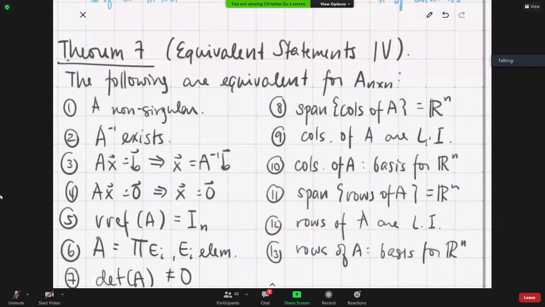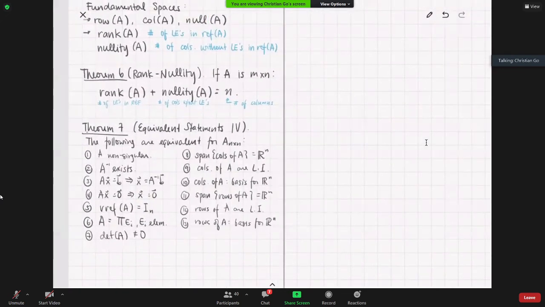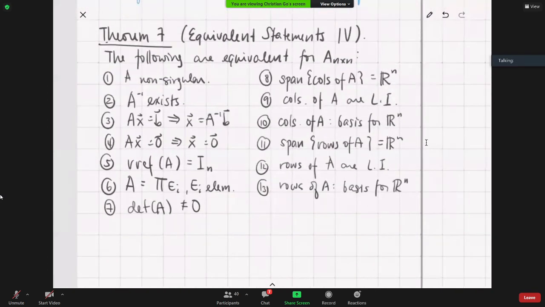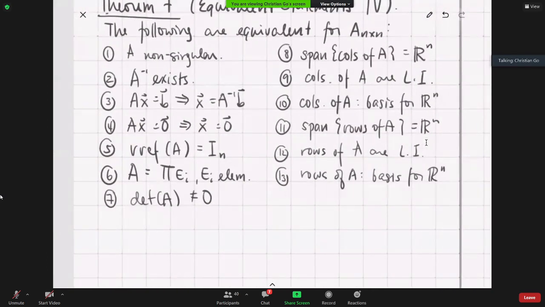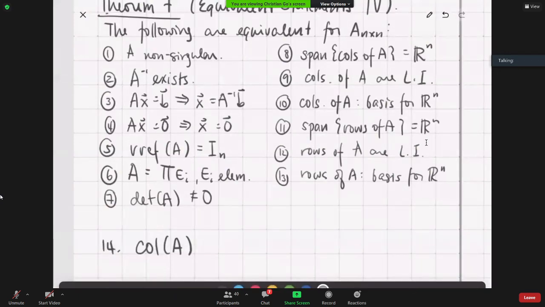All right, now let's add. The span of the columns of A is equal to Rn. We now have a new name for the span of the columns. That is just the column space, right? So statement 14, the column space of A is just a restatement of statement 8, right? Statement 14, the column space of A is all of Rn.